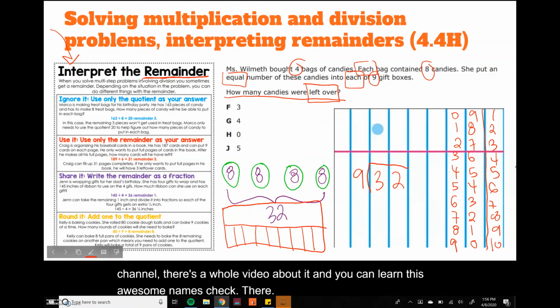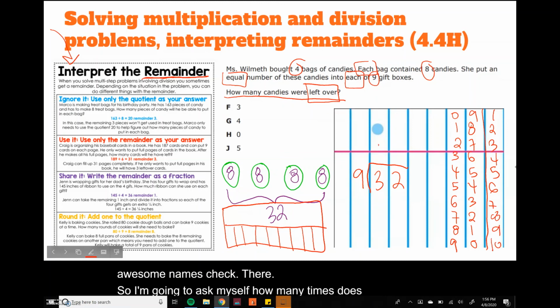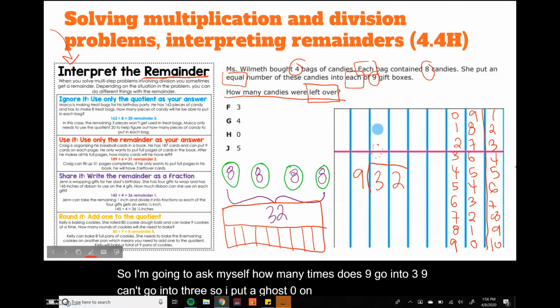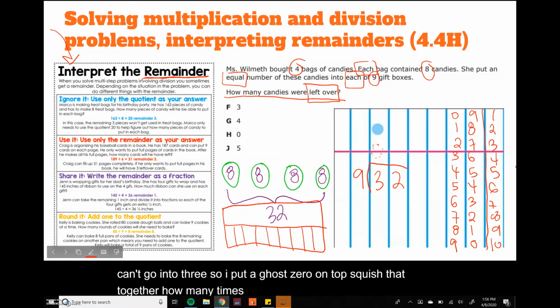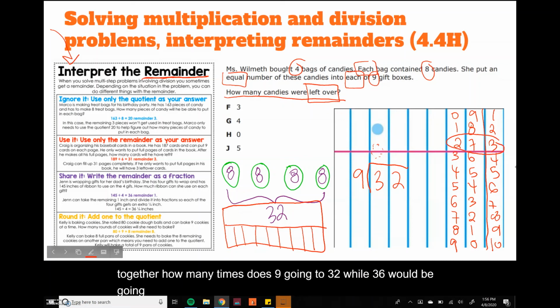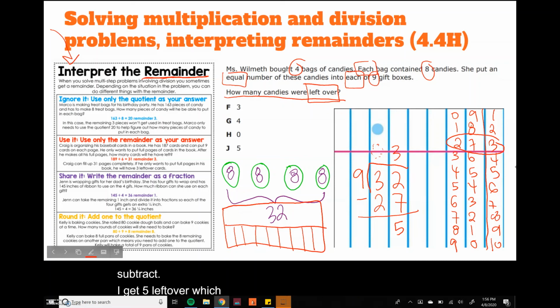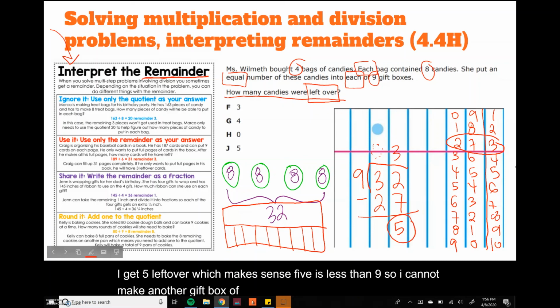So I'm going to ask myself, how many times does 9 go into 3? 9 can't go into 3, so I put a ghost 0 on top. Squish that together. How many times does 9 go into 32? Well, 36 would be going over 32, so it goes in 3 times, and 3 times 9 is 27. If I subtract, I get 5 left over, which makes sense. 5 is less than 9. So I cannot make another gift box of candies. I have 5 pieces. Now I'm ready to answer my question.